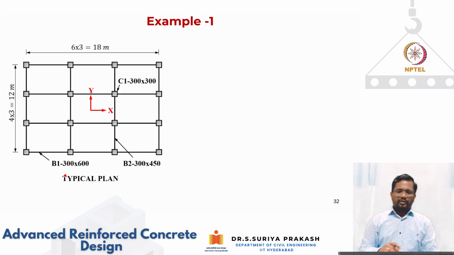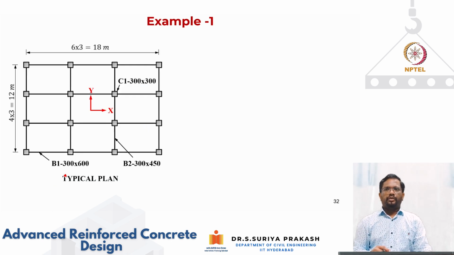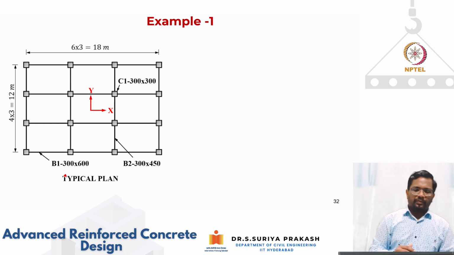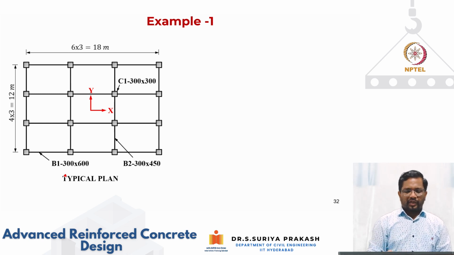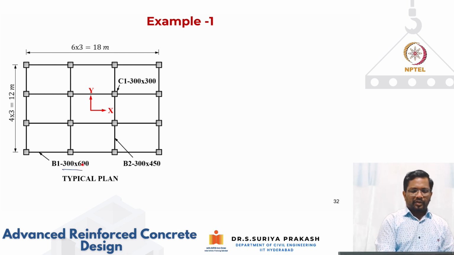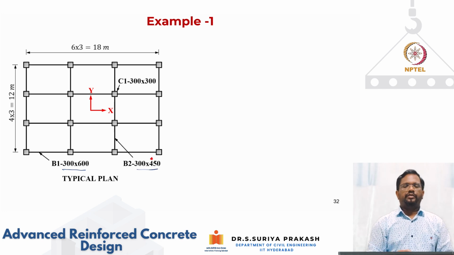Now let's run through this example to calculate how we can calculate the slenderness ratios. Let's take this typical plan. I have beams running in the x direction with a 300 by 600 mm cross section, and in the y direction 300 mm by 450 mm cross sections.